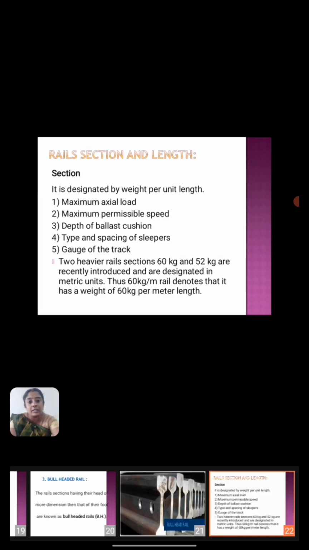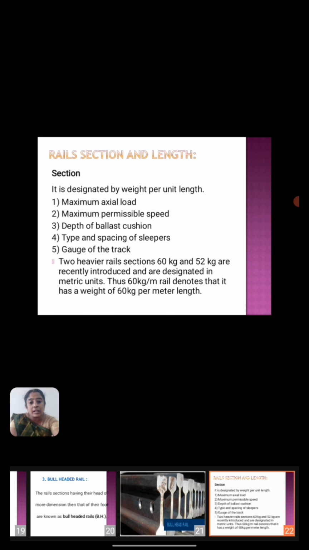So the rail is designated by its weight per length. The unit of rail is designated by weight per unit length. It is mostly determined by considering the maximum axle load coming from the train, permissible speed, depth of the ballast, spacing of sleepers, and gauge distance of the track. By considering these five factors, we have to design the rail sections.